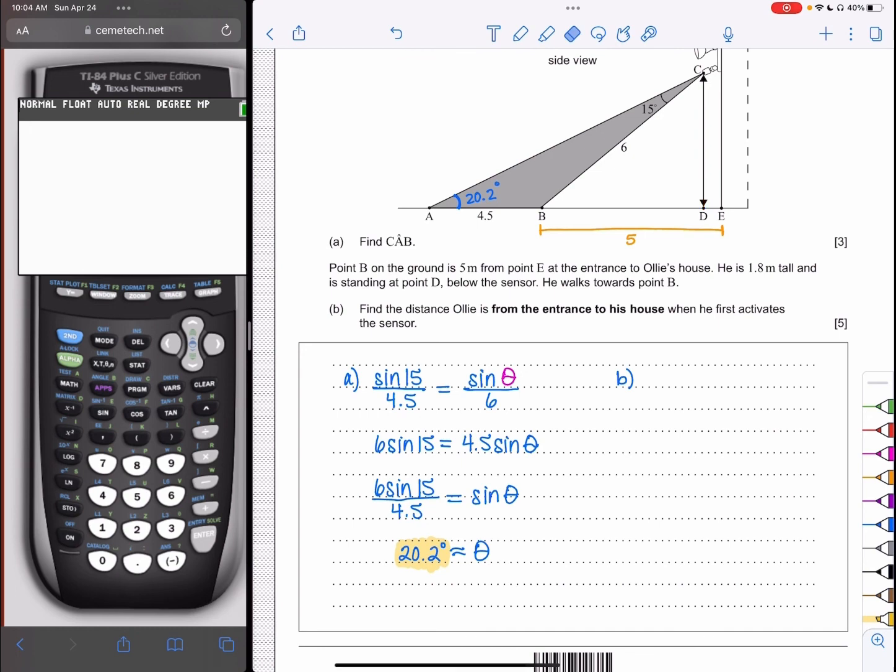So what's happening is he's going to walk towards the sensor, and we want to figure out when he first activates the sensor. So let's say if he is this tall here, I'm going to draw this in and move it so you can see what I mean. If he is this tall, as a matter of fact, let me draw a little stick figure.